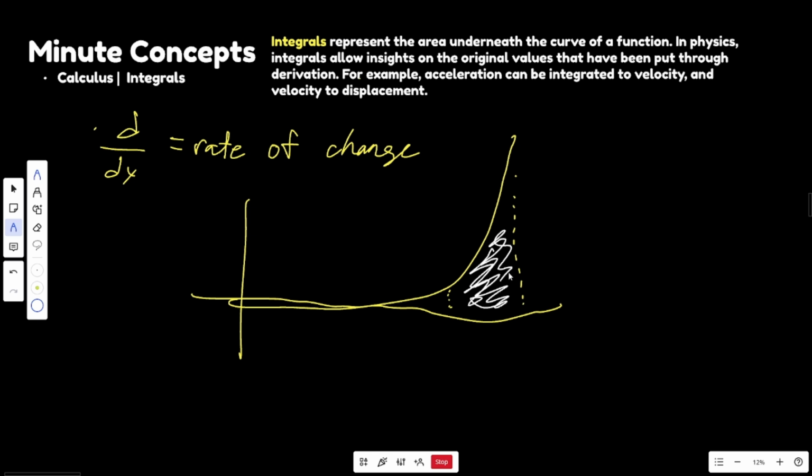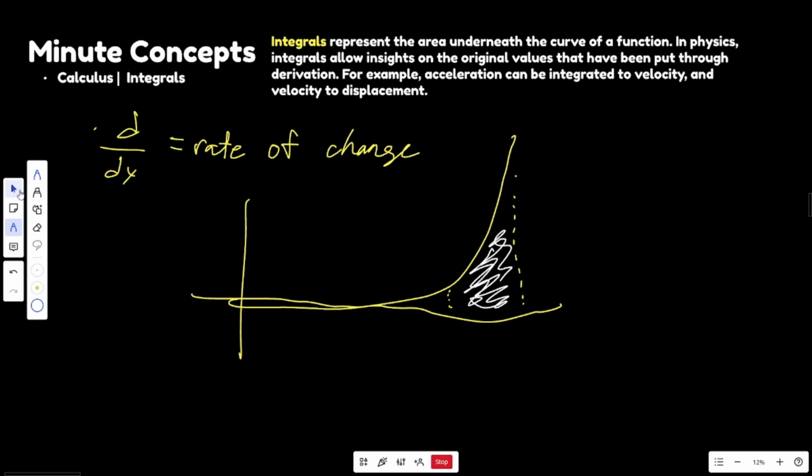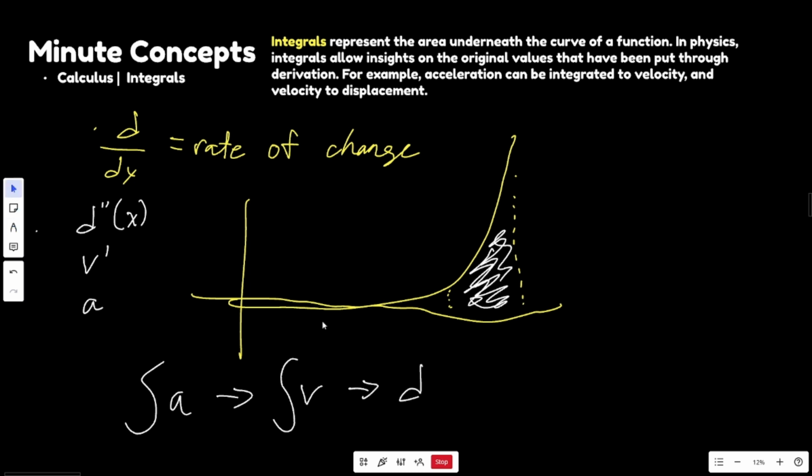In sciences such as physics, there are values that can be derived. For example, the derivative of displacement is velocity, while the second derivative of displacement, effectively the derivative of velocity, is acceleration. Now, if I want to undo that and go backwards, all I have to do is integrate acceleration, and that will get me velocity. And I integrate velocity, and that will get me displacement. And that is how integration works in sciences such as physics.